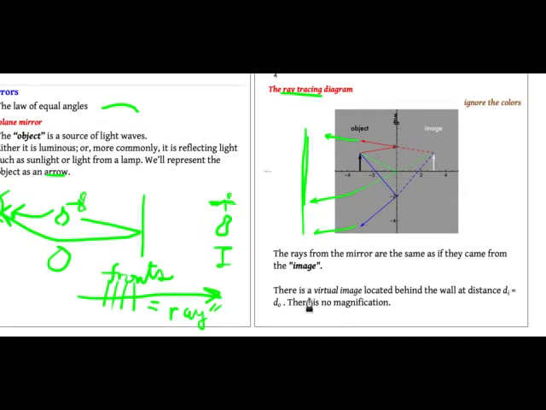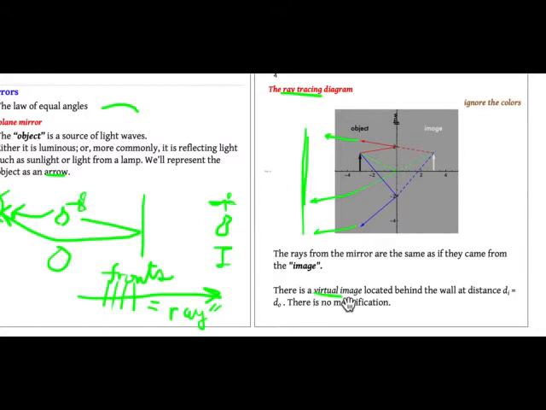In this case, for a plane mirror, it's a virtual image. It's located behind the wall. There's really nothing there. There is no source of light back here. This is on the other side of the wall. So it's called a virtual image.